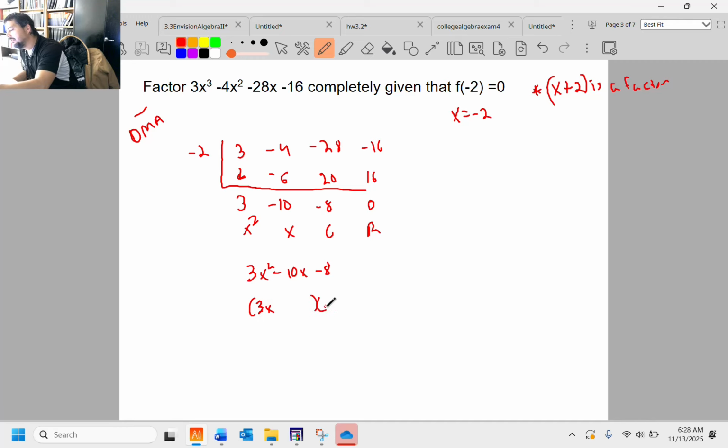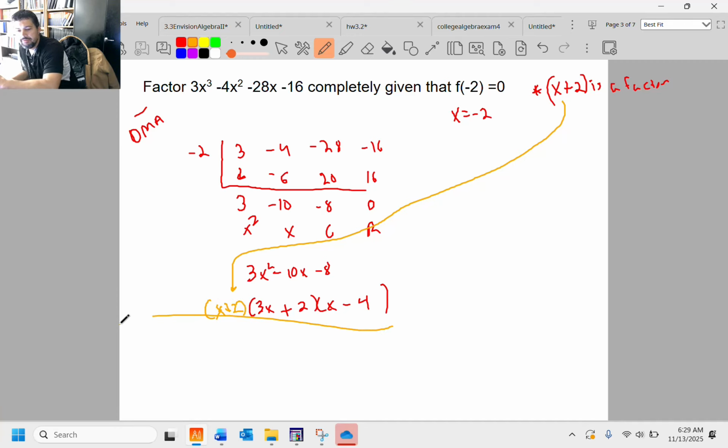It does. So to make an 8, it's probably going to be a 2 and a 4. The outside's going to make 12. The inside's going to make 2. A negative 12 plus 2 is the negative 10 in the middle. And again, let's bring down this other factor that we found earlier and just put it right in front or in the back. It doesn't matter where it goes. But that's the complete factorization of that polynomial.